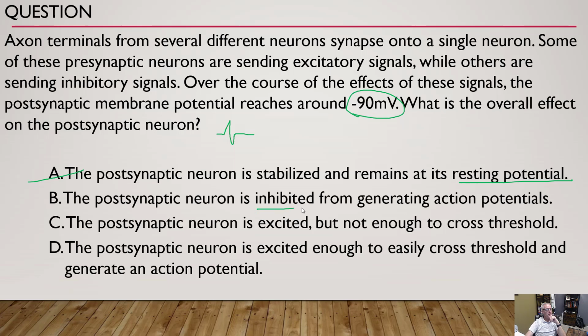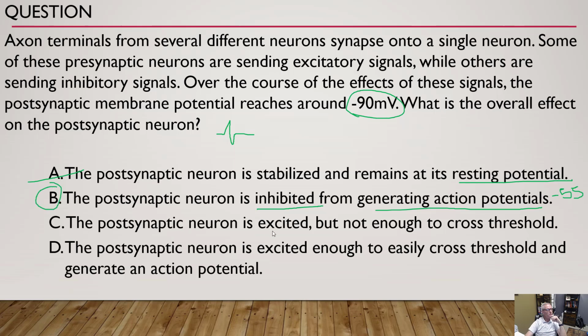Is it inhibited from generating action potentials? Well, what's our magic number? Our magic number is negative 55. Negative 90 is much less than negative 55. So this is actually an inhibitory neuron. So that's going to be our answer.